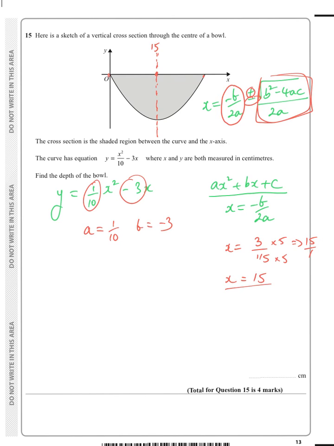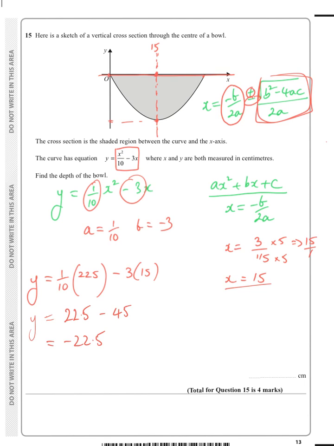Now, therefore we can work out the depth here, because if this part here is on the x-axis, then this part is our starting point, and if we put 15 back into this equation, we should be able to work out what the y value gives us. It will be negative, and it will be the depth of the bowl that we want. So all we've got to do then is say y is 1/10 of 15 squared, which is 225, minus 3 lots of 15. So that would give us y is 22.5 minus 45, which gives us negative 22.5, and as this is a negative number, we want the length in centimetres, so the depth of the bowl is going to be 22.5 centimetres. We don't need to put the negative sign in there.